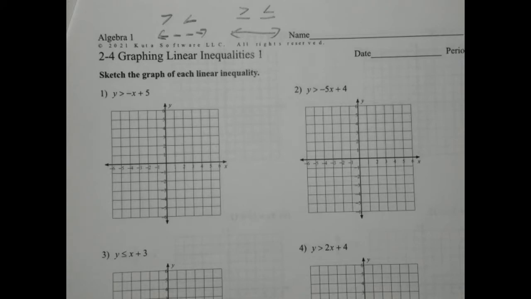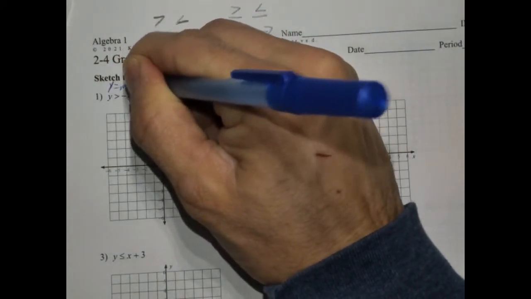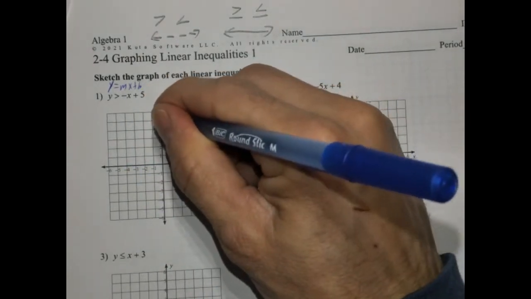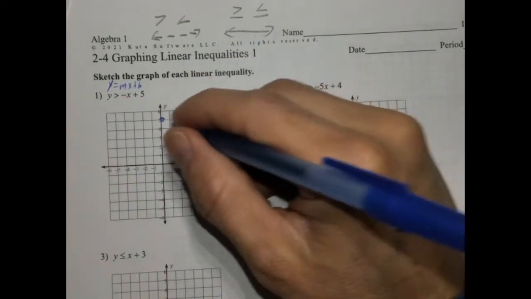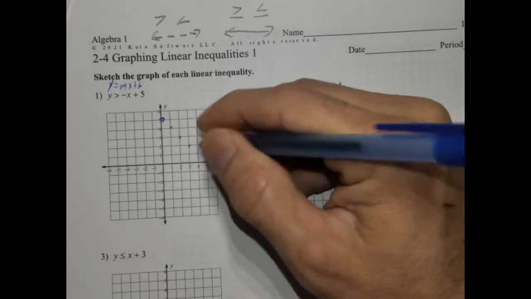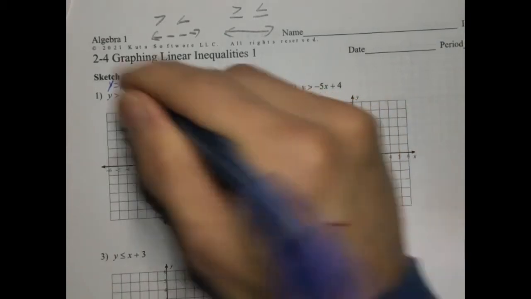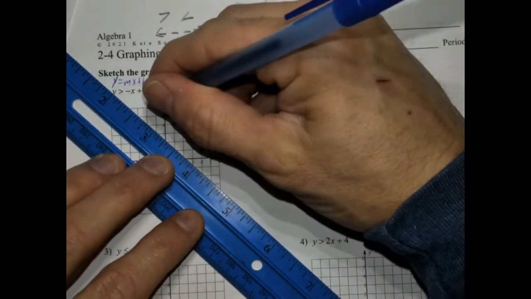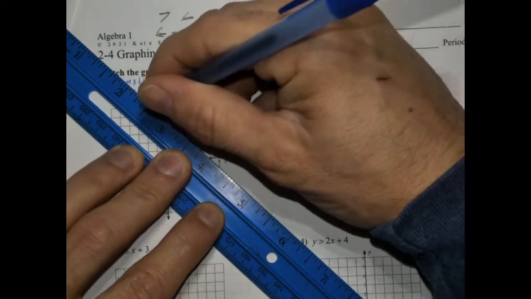So the y-intercept, y equals mx plus b, the y-intercept is positive 5. It's going to go here. The rate of change is negative 1, so we're going to go down 1 over 1. And I'm just going to plot as many points of these as I can. I always get nervous using a pen when I graph, because I always feel like I'm going to mess it up. Now it's not inclusive, so it's going to be a dotted line. There you go.